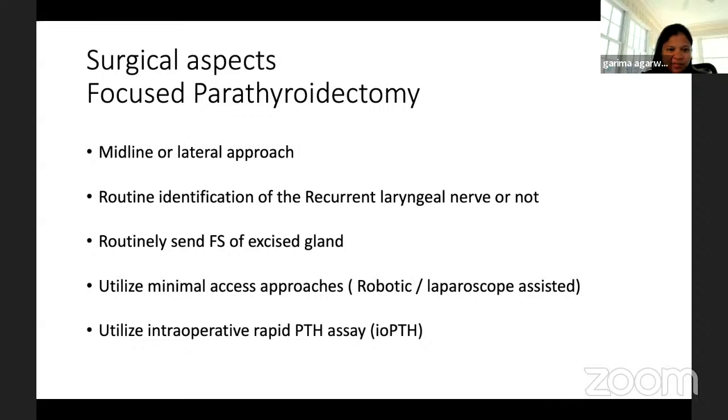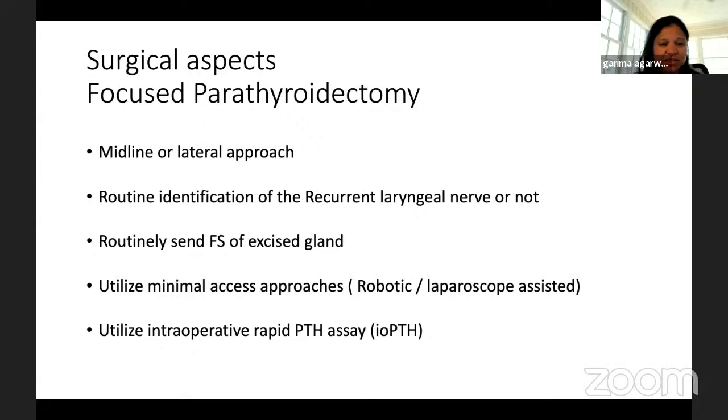Just one, I want to bring a couple of things. One, for the nerve, I actually want to ask the audience, do you guys use any nerve monitoring? So I don't know how you can ask the audience on Zoom, but I mean, the virtual audience. Yeah, I'll tell you what we do. We use INM if it's revision. We won't use INM for a primary parathyroid surgery.